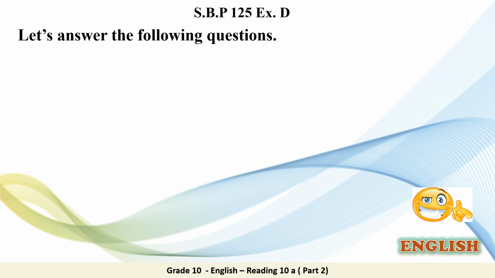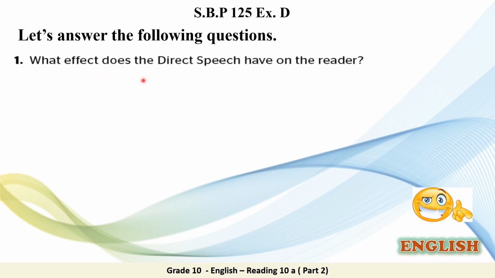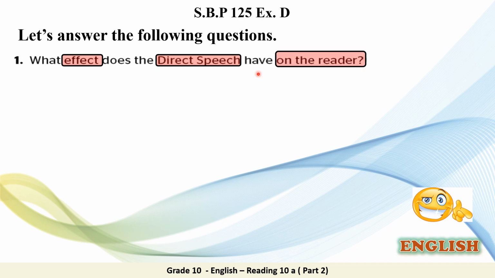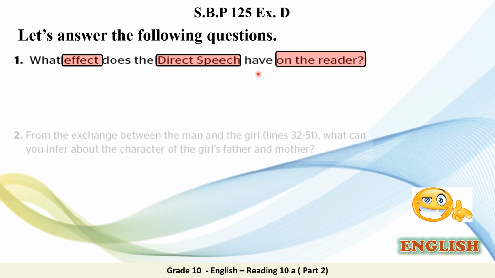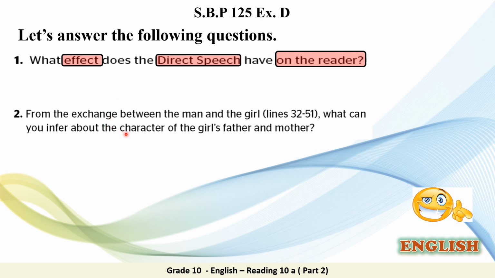And now let's go to your student book, page 125, exercise D. Let's answer the following questions. Question 1. What effect does the direct speech have on the reader? Let's find out the key words. Effect, direct speech, and on the reader. Question 2. From the exchange between the man and the girl, lines 32 to 51. What can you infer about the character of the girl's father and mother?